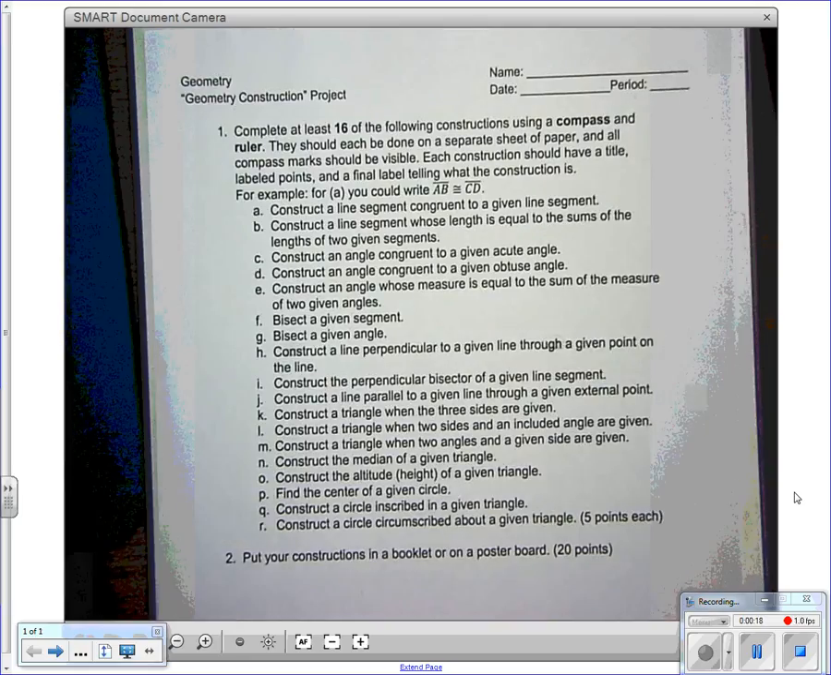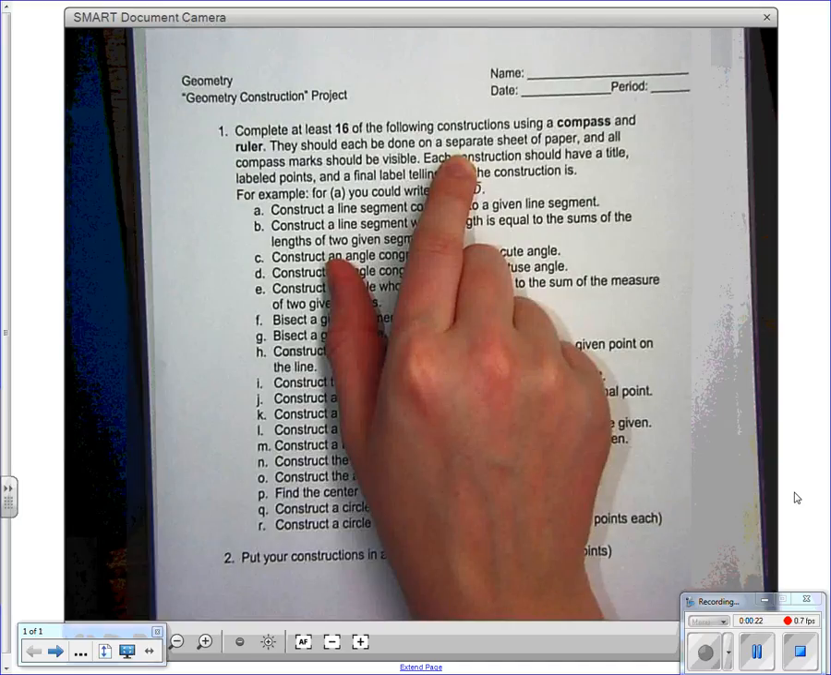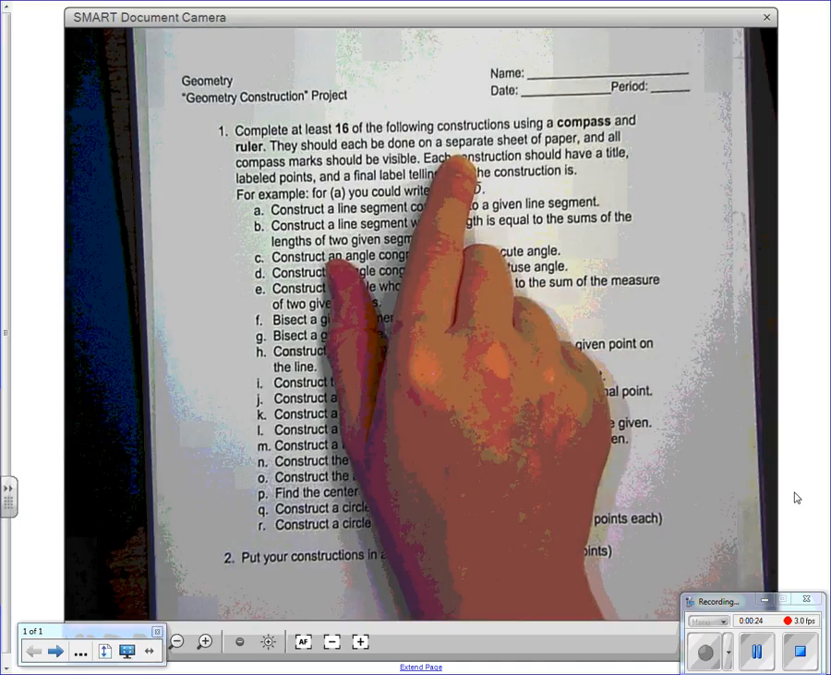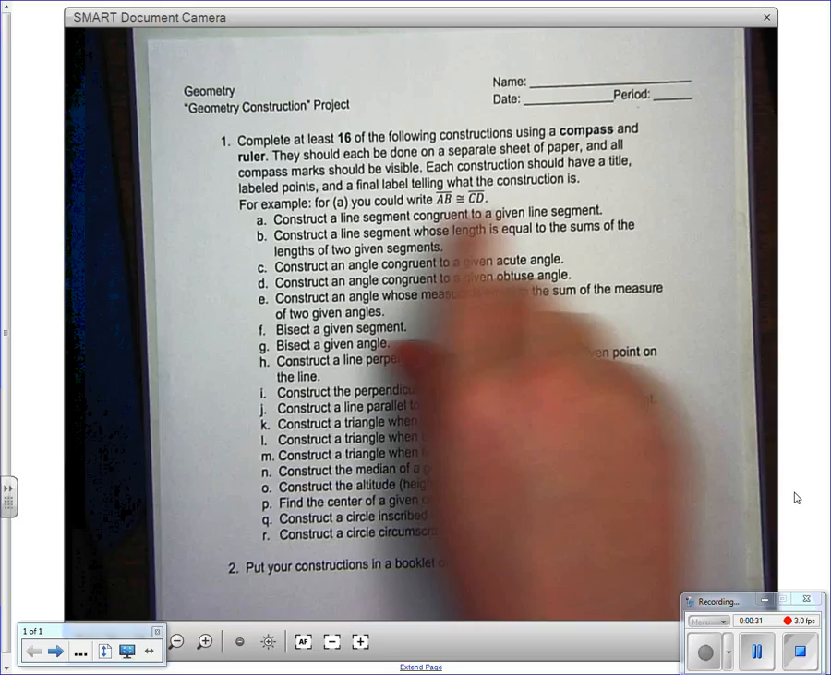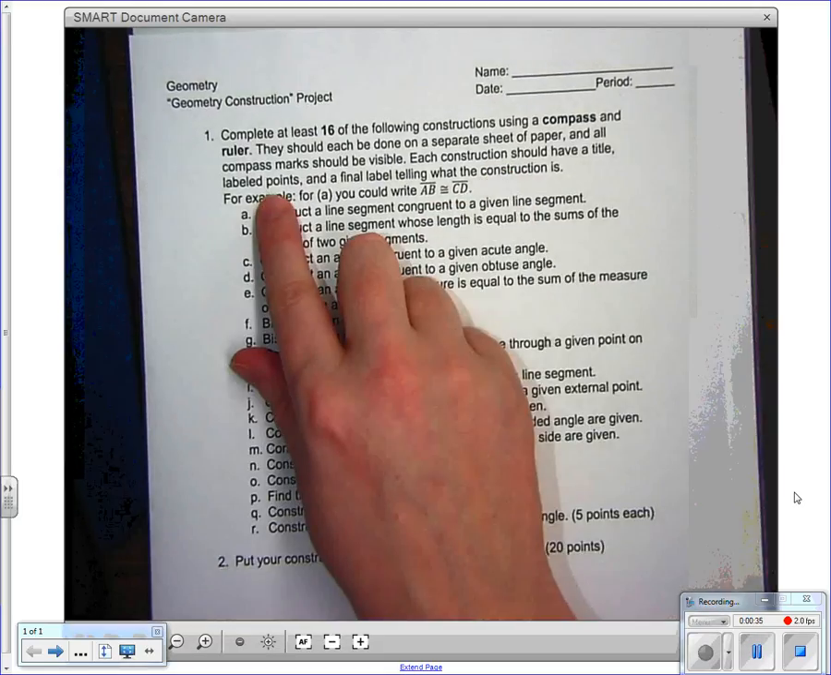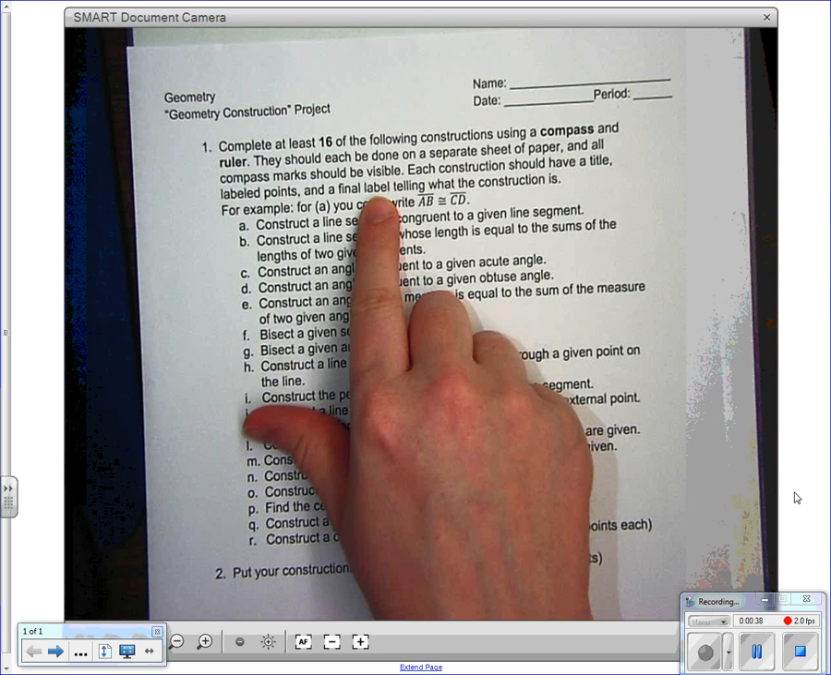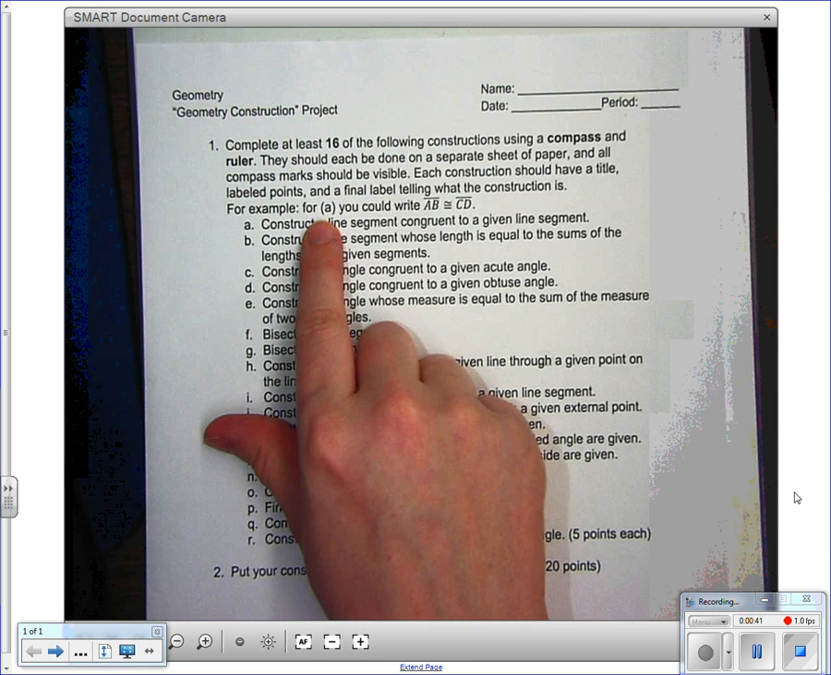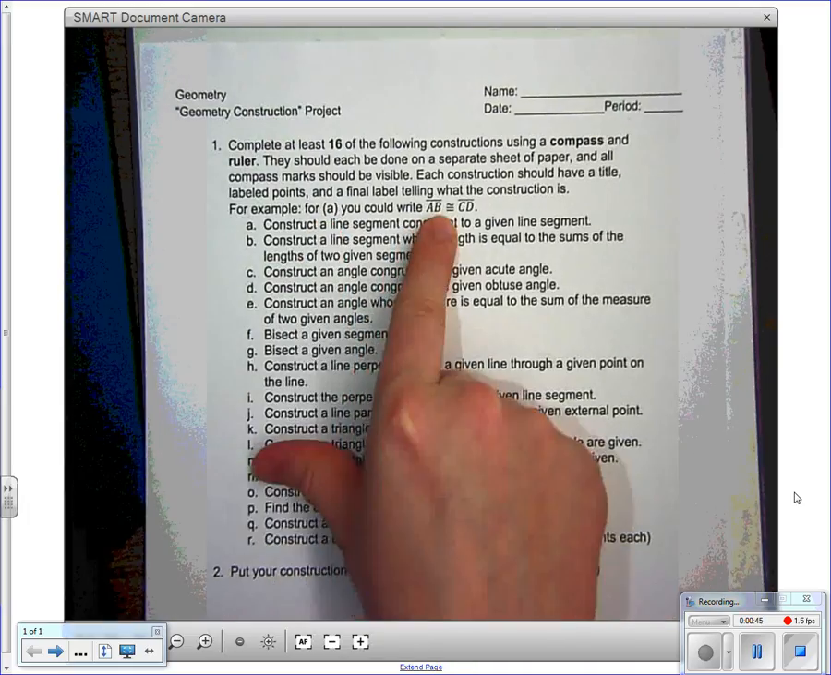Each of them should be done on a separate sheet of paper. It needs to be copy paper, not loose leaf paper. You do not need to have lines on your paper. It needs to be blank paper. All of your compass marks should be visible. Each of your constructions should have a title. You need to label any points, and then you need to have a final label telling what the construction is. So for example, for your final label, you could write: segment AB is congruent to segment CD.